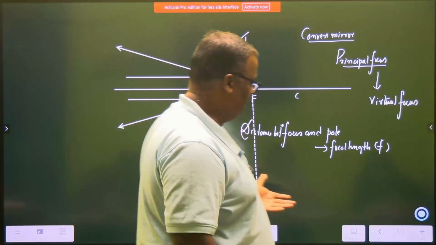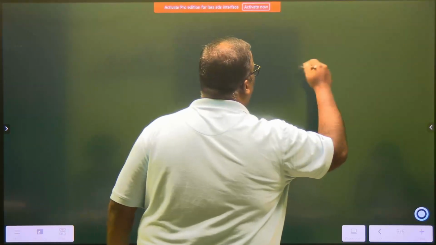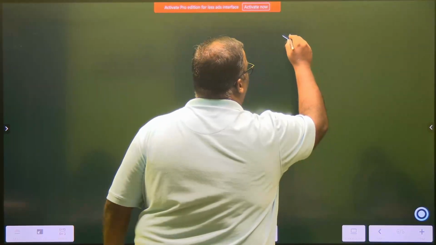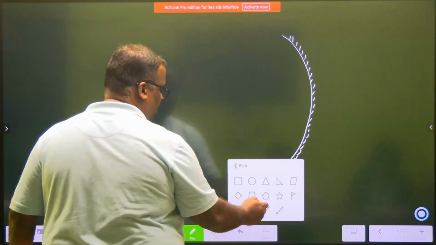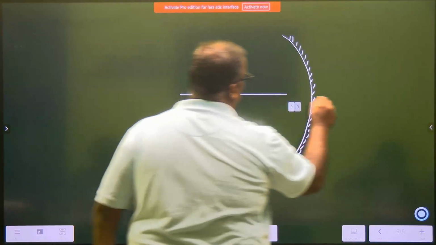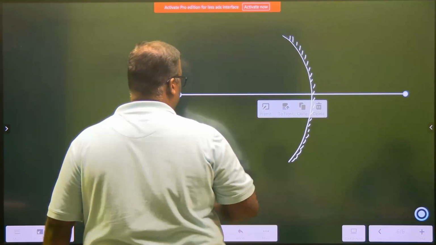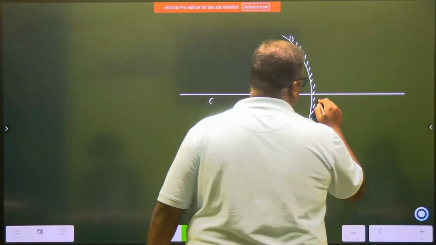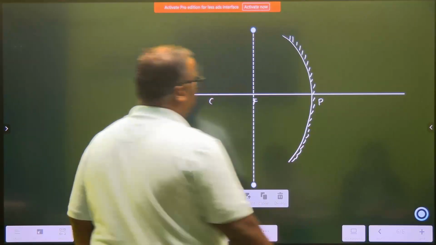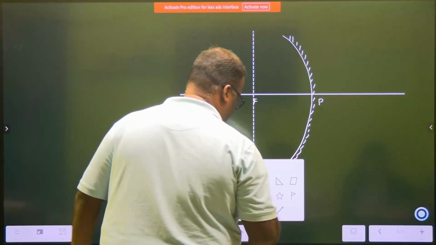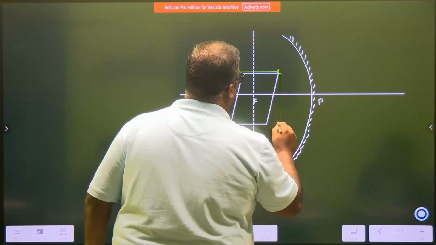We'll see one more criterion for concave. As I said, our study is more about concave mirrors. So this is my concave mirror, and this is the principal axis. Say this is my center of curvature, this is my principal focus, and this is my pole. Now what I do is, through my focus, I have created one axis, and I create what is known as a plane out here.